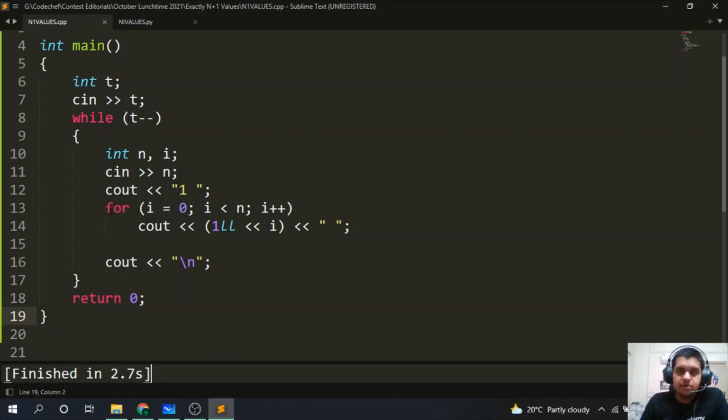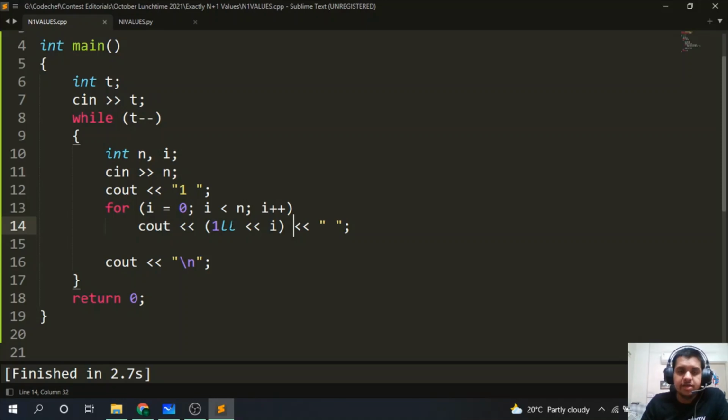And now we are just going to run a loop from i equal to 0 to i less than n. That means the last value of i will be n minus 1. And we are just going to output the power of 2, 2 to the power of i. So here we will be using the left shift operator. And remember over here, you have to write 1LL.